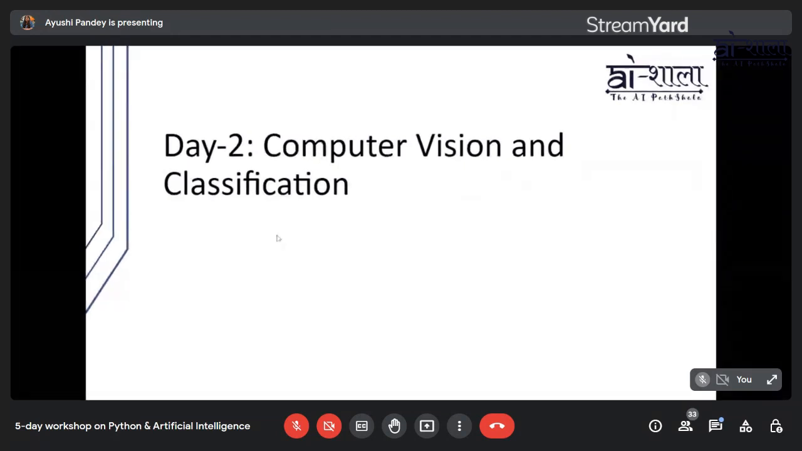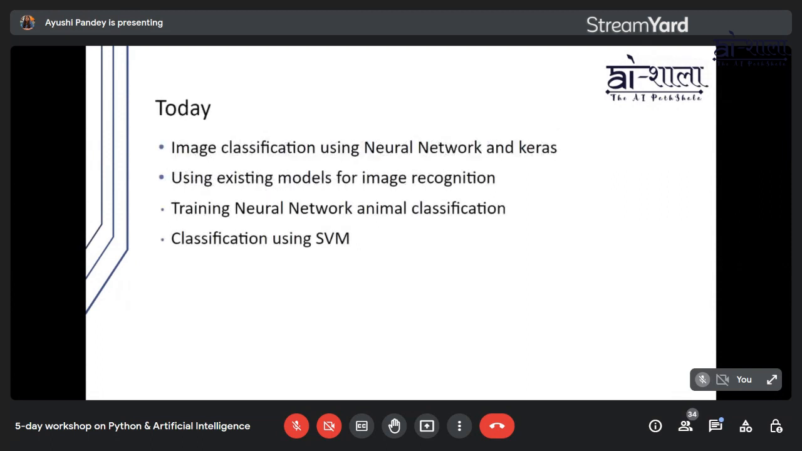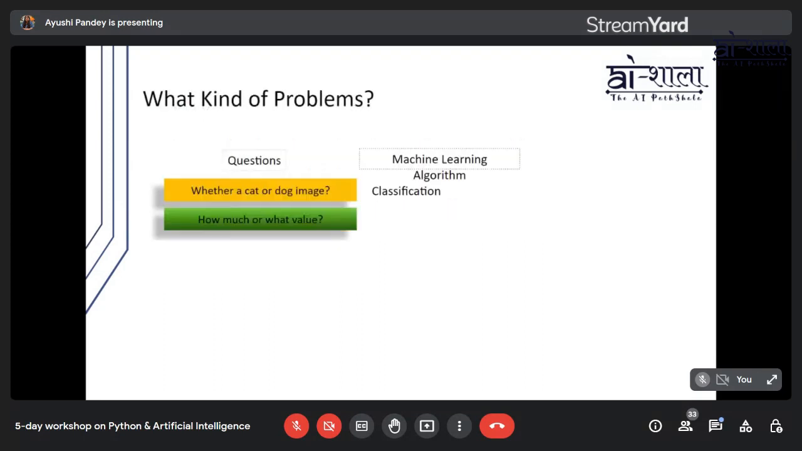Today we have computer vision and classification. Today is about image classification using neural networks and Keras. I will tell you what a neural network is and how you can train a simple image classifier. By the end of this lecture, most of you will be able to understand what a neural network is and how you can train on your images, using existing models for image recognition, training a neural network, and classification using SVM.